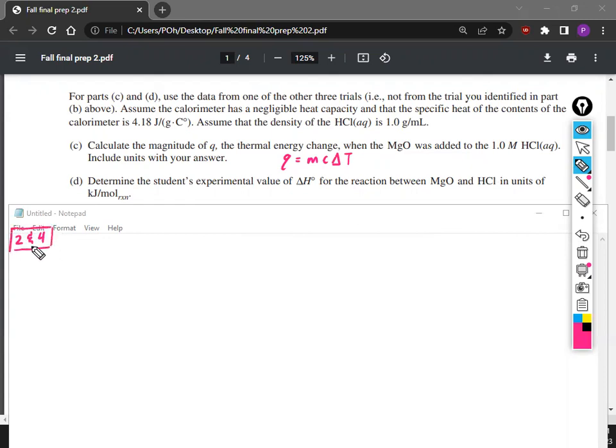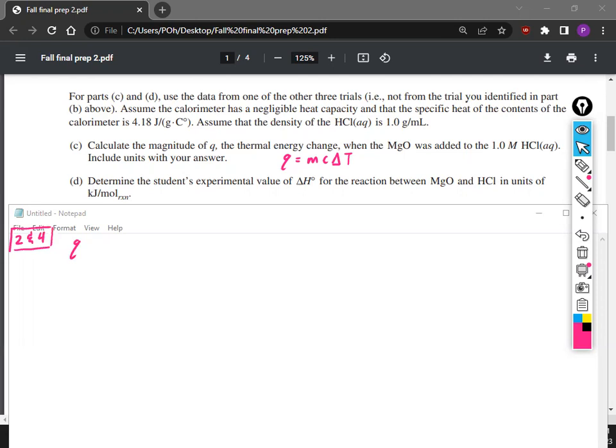Okay, so let's start with our values. We're gonna have to find Q. Now, before we start, we want to be a little bit specific about Q, right? We're looking for Q of the contents in the calorimeter, right? So when we're trying to find the mass, basically we're trying to find the mass of everything in the calorimeter.